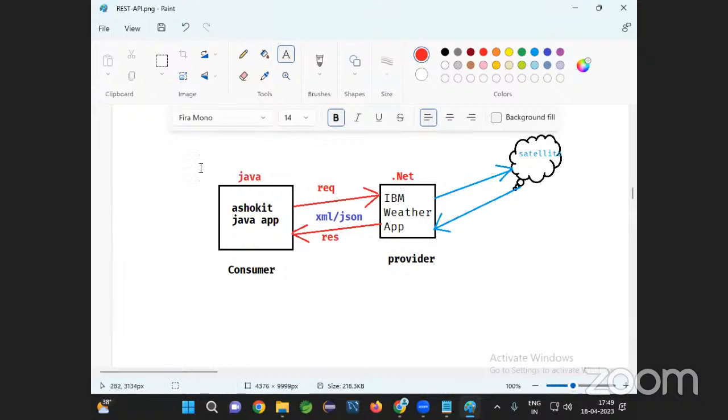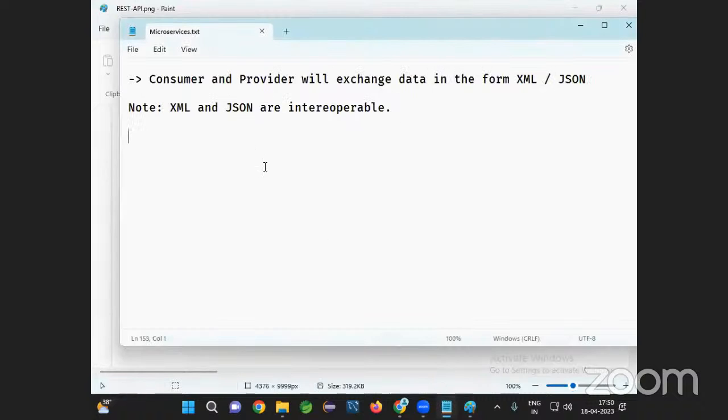For example, my application is Java. If I send a Java object to the provider, can they understand or not? They cannot understand. Why? They know only .NET. So that's why we need one common language to communicate. That's where XML or JSON comes in.